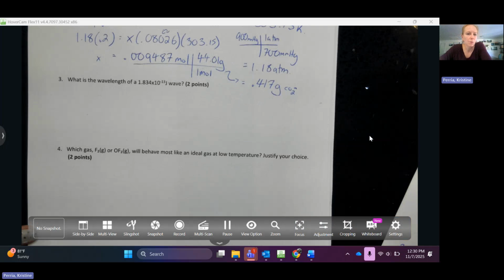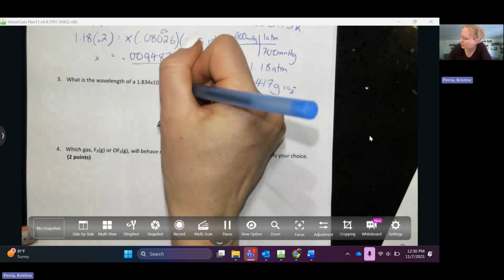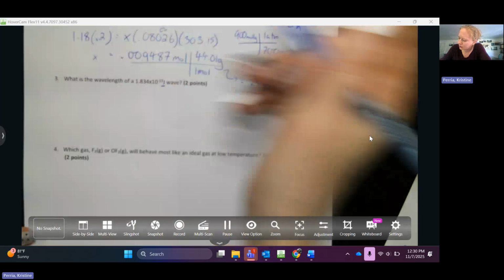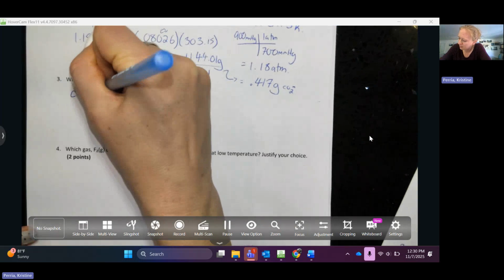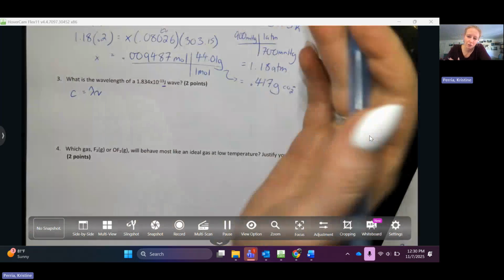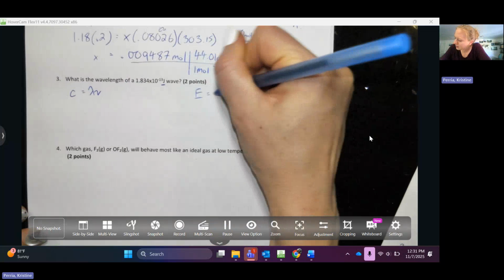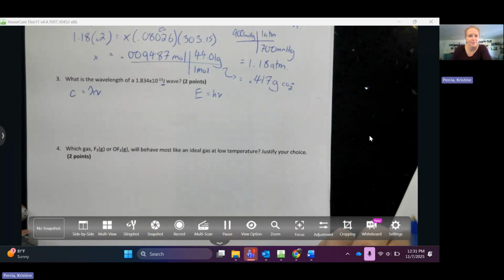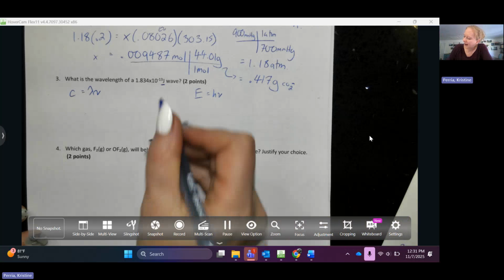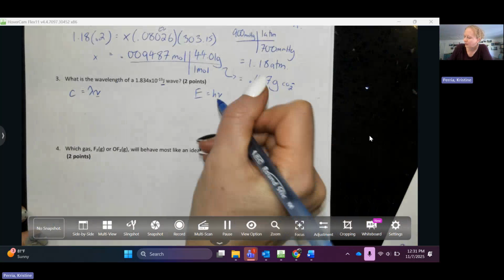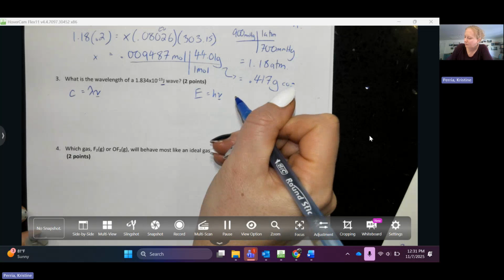Number 3, what is the wavelength of a wave with this amount of energy? I know it's energy because the units are in joules. In order to do this, I need to use both equations, C equals lambda nu, or I could use substitution, just use the one equation. I'm going to use both equations, and E equals h nu. The reason for that is we want to solve for frequency first.